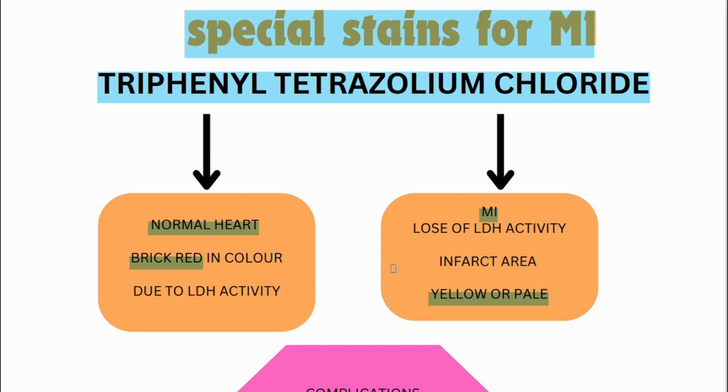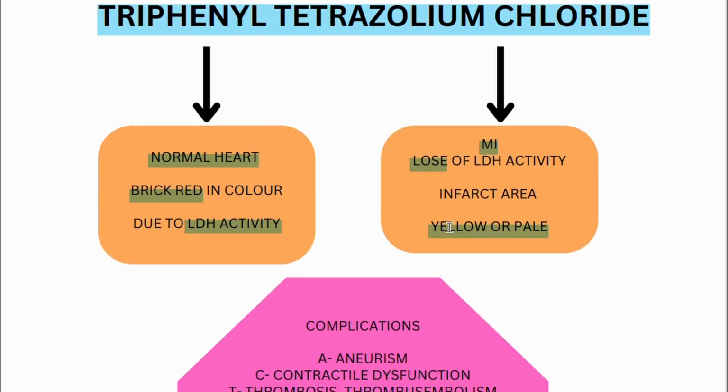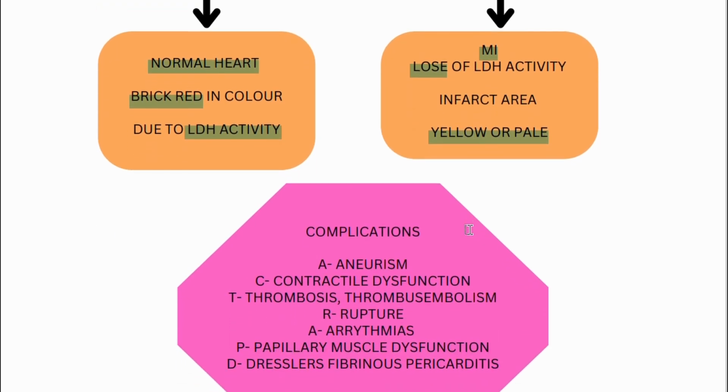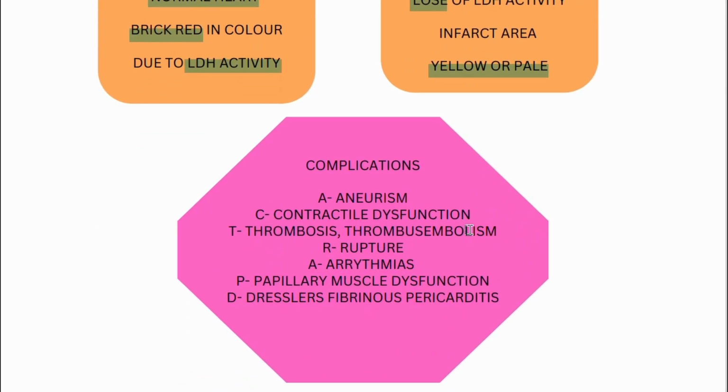Why is there a change in the color of the heart? It is due to LDH activity. A normal heart possesses LDH activity, so it is brick red in color. But the heart affected by myocardial infarction has no LDH activity. Hence the area will get infarcted and become yellow or pale in color. So this is what you should understand regarding stains.